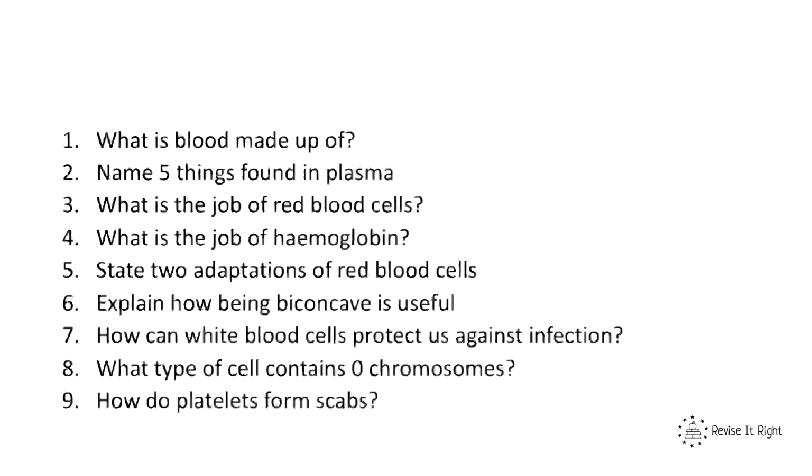And finally, how do platelets form scabs? Okay, so they swarm to a wound and they're very sticky. They stick to the blood vessel and stick to each other to form a scab, to block, to clot the wound. So you have now learnt about the blood, each of the main 4 components that you find in blood: red blood cells, white blood cells, platelets and plasma, and the adaptations of each.